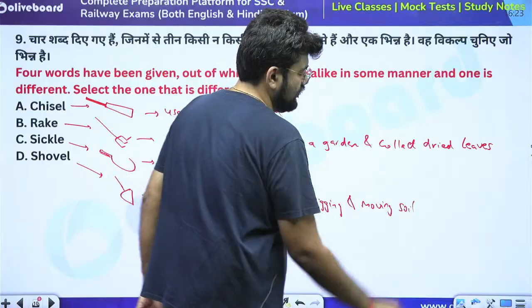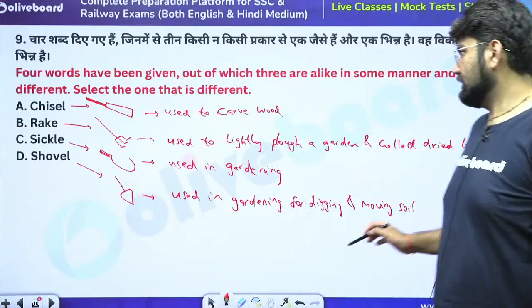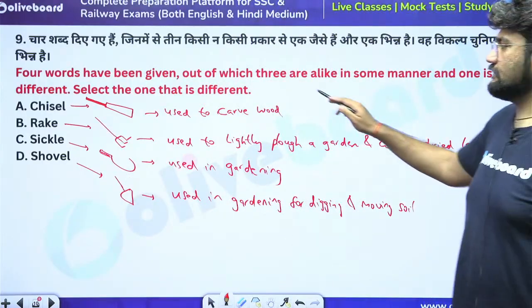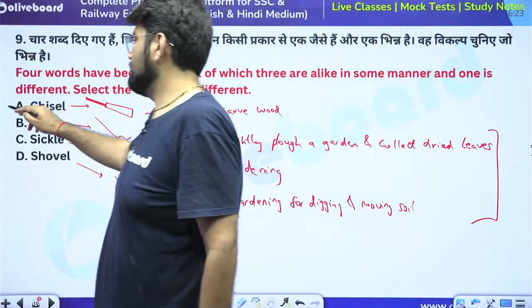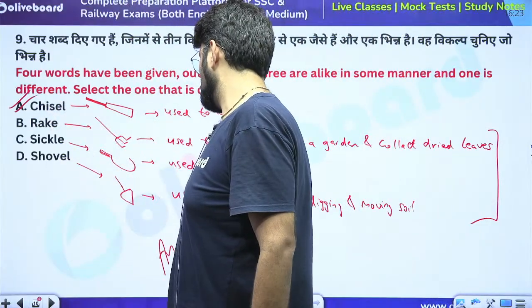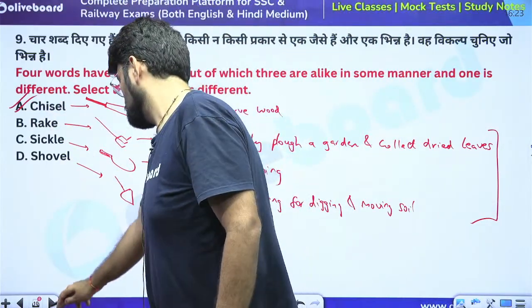So what is the idea which you are getting now? The idea is that these three are related to gardening. This is a different unit. So option A is the odd one out. The problem is, if you do not know about the tools, then it is useless. You will not be able to figure it out.